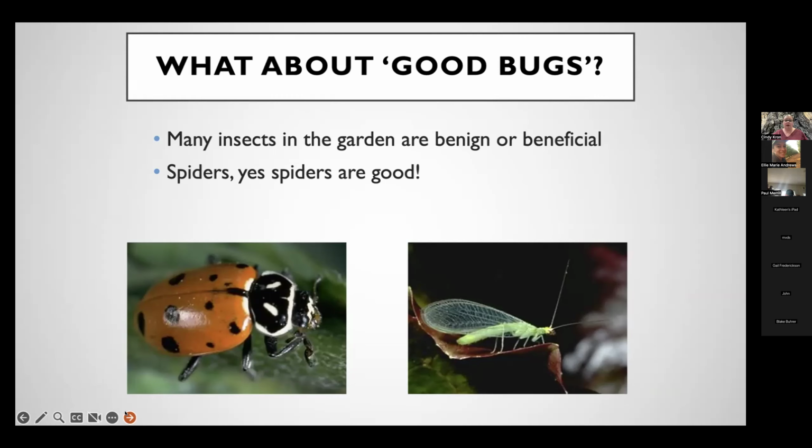Okay, good. Good bugs. Let's talk about good bugs because I feel this is very important education for you to know when am I looking at something good in my field? When am I like, oh, things are going good. It's in balance. I don't have to worry about this one, or this is a good sign that this insect is here. So many insects in the garden are benign or beneficial. We've talked about that. And spiders, yes, spiders are good. They are good for your row crops, your orchards. They are great predators to have around.